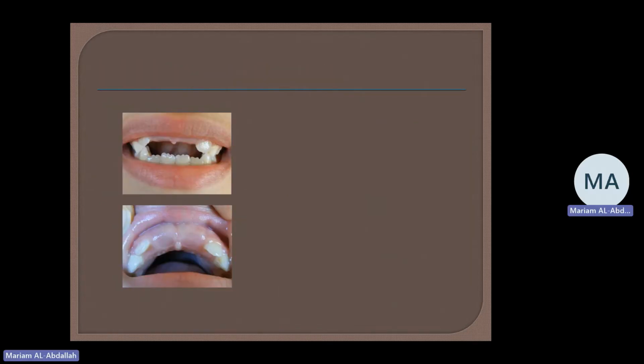So this is a patient that we talked about, with delayed eruption of both central incisors. This patient had a history of trauma. Luckily, there were no supernumeraries, only thickening of the gingiva.